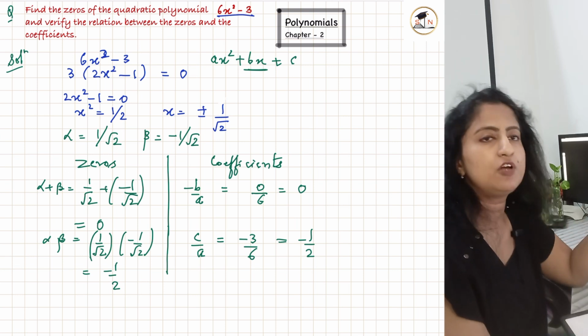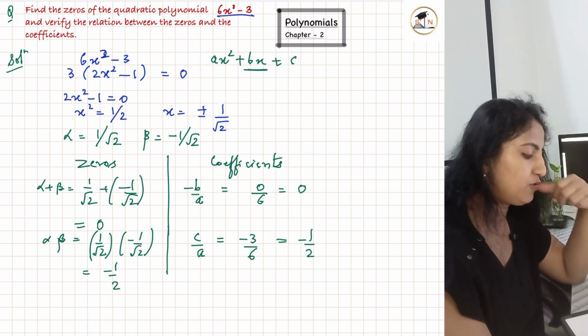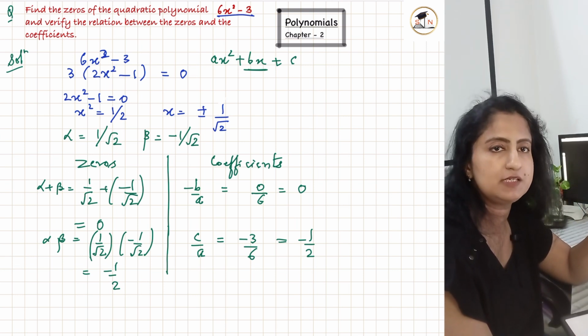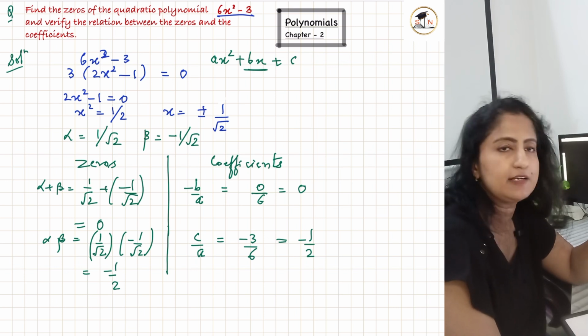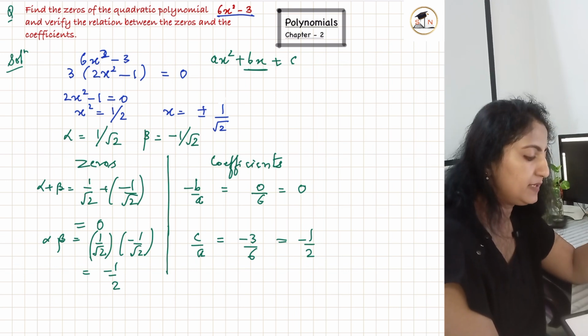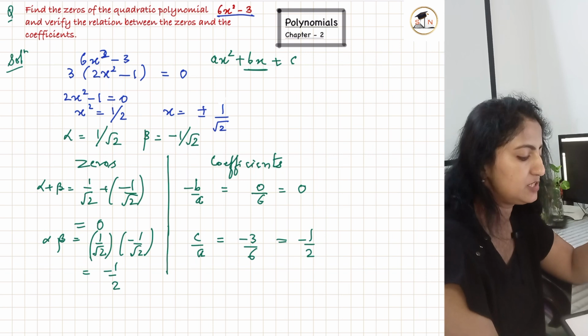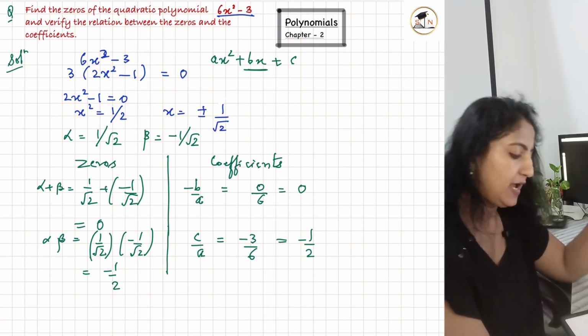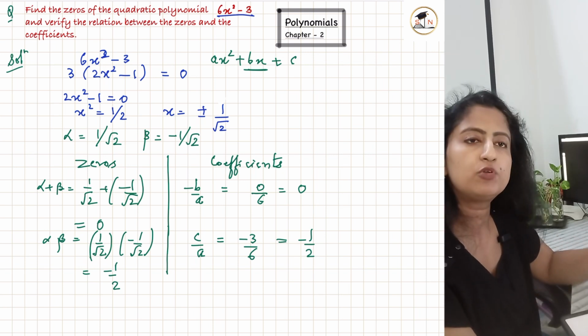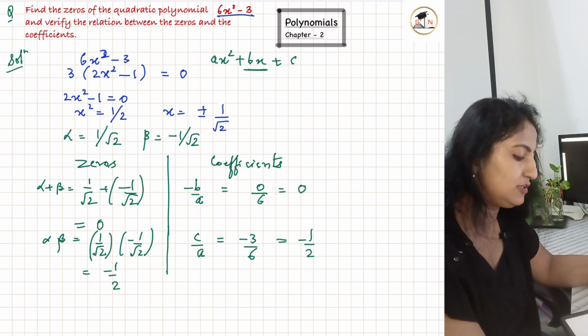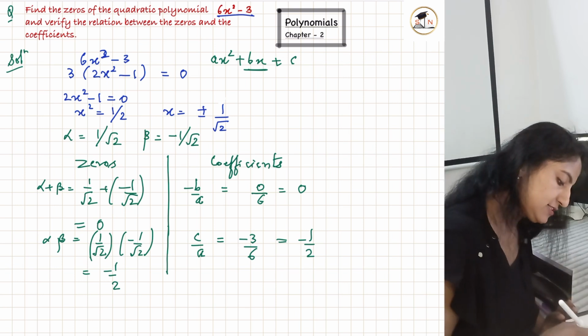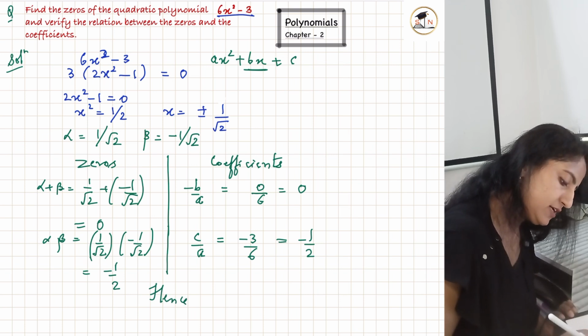So the first polynomial, the first question that we dealt with today, was ax squared plus bx plus c in absolutely perfect standard form. The second polynomial that we dealt with is 6x squared minus 3, which did not have b. And we saw, dealing with both the questions, how we have verified the zeros and the coefficients, and the answer came out to be the same. So I am just writing over here, hence verified.